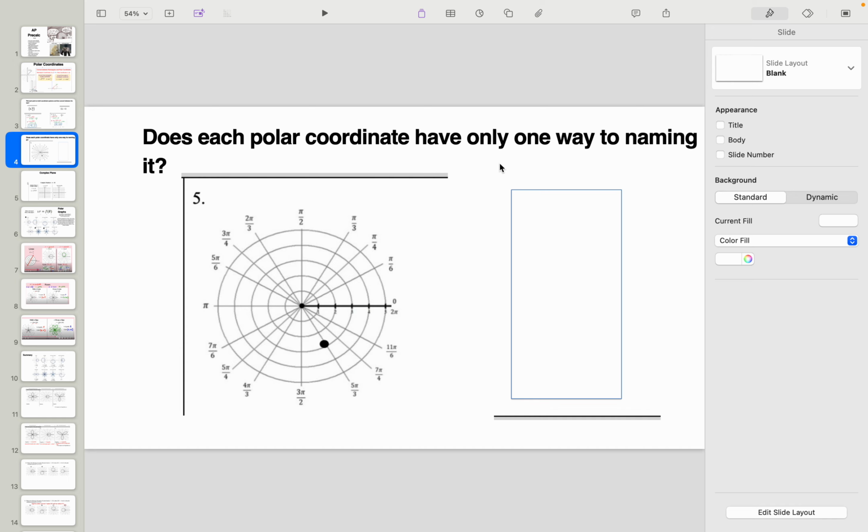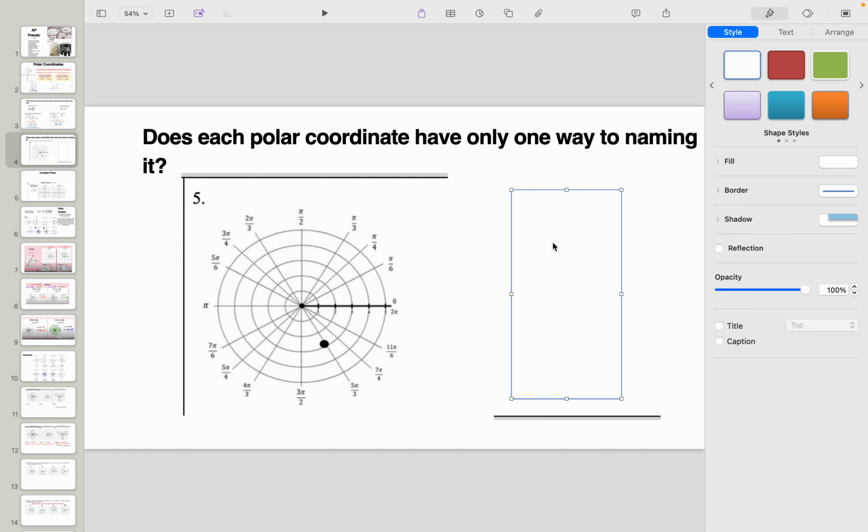All right, then we have: does each polar coordinate have only one way to name it? So if I'm on the polar plane and I have this point out here, so I have some r, 1, 2, 3 is easily r, and then I have an angle. Well, wait a second here. I could have this angle, I could have this angle, I could have a positive r, a negative.